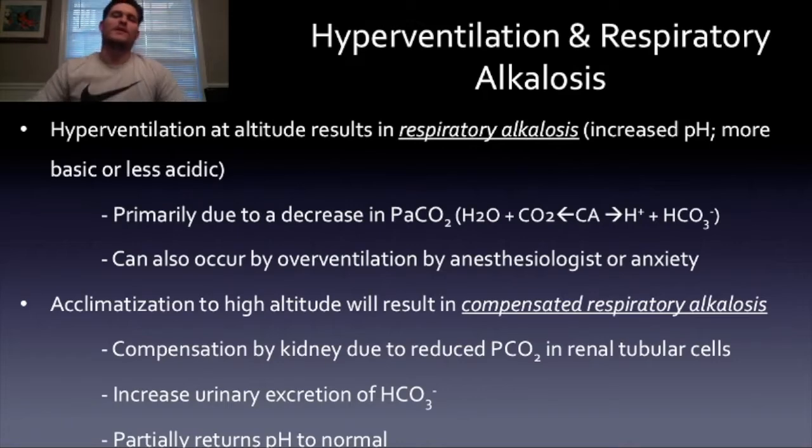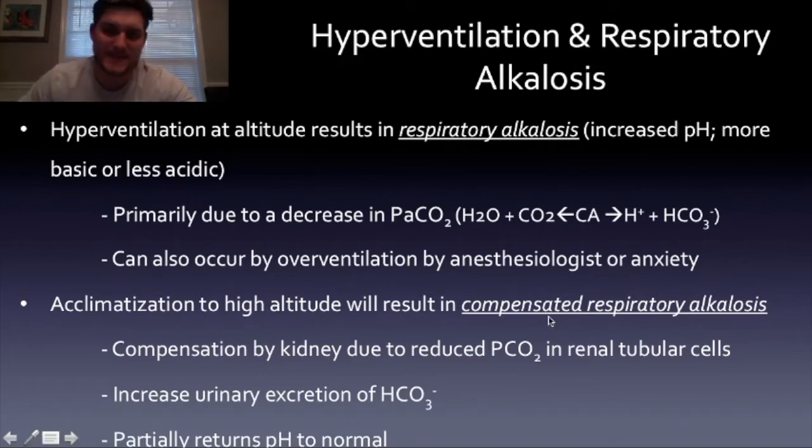But at altitude, it's just an adaptation, right? So it's because we need to make up some of this oxygen at altitude that the hyperventilation is necessary, but this is going to be a byproduct. But our body figures out a way at altitude in order to correct this. And so that is called compensated respiratory alkalosis.